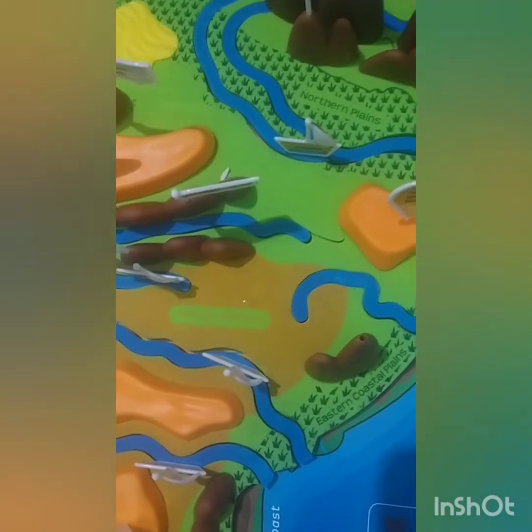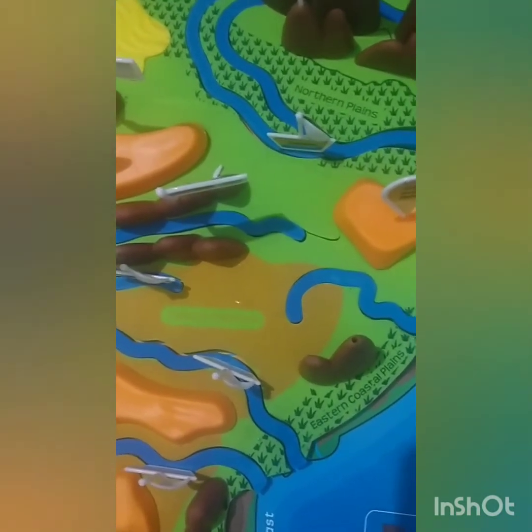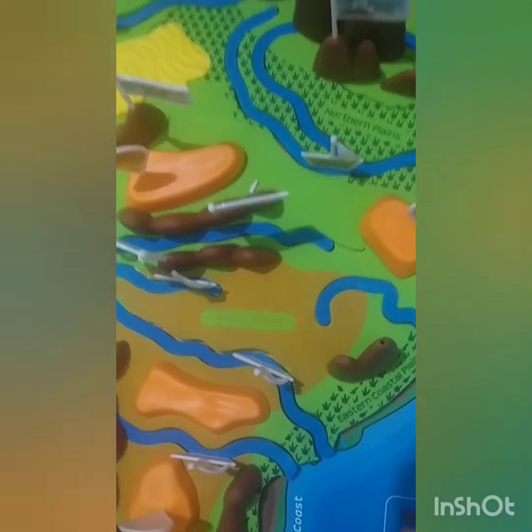These plains are highly fertile and hence suitable for farming. This area is hot in summer and cold in winter. So that's about the northern plains.